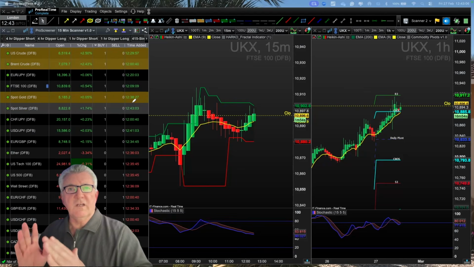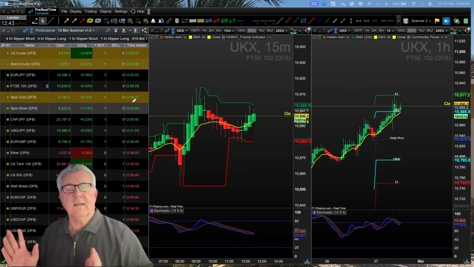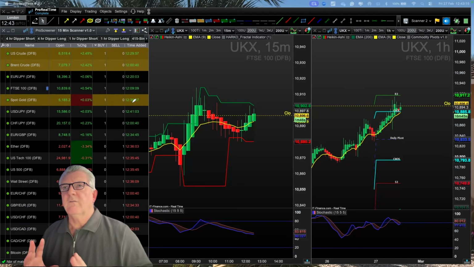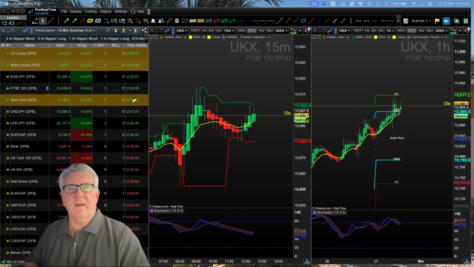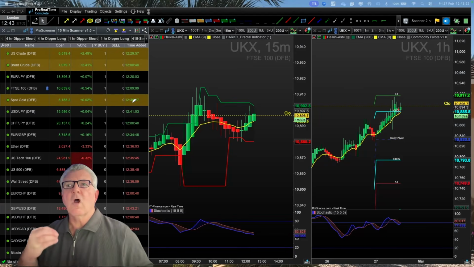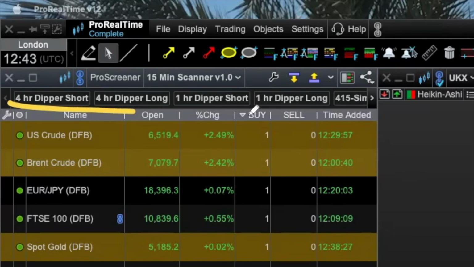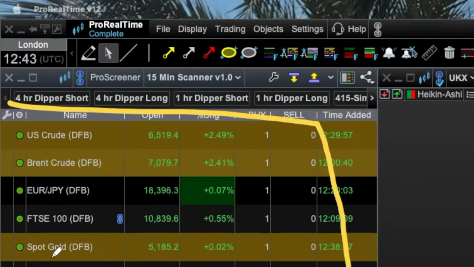It is for a day trading setup, although you can use it for longer term things, and it can be used for any asset class at all. I've got it set for all the indices, major commodities, and all the major FX as well, so it runs consistently. So this is the data here for the scanner.